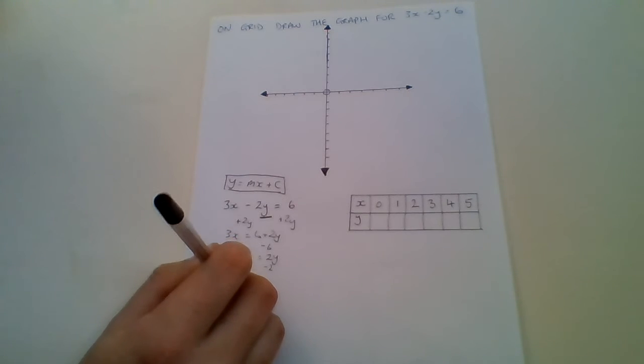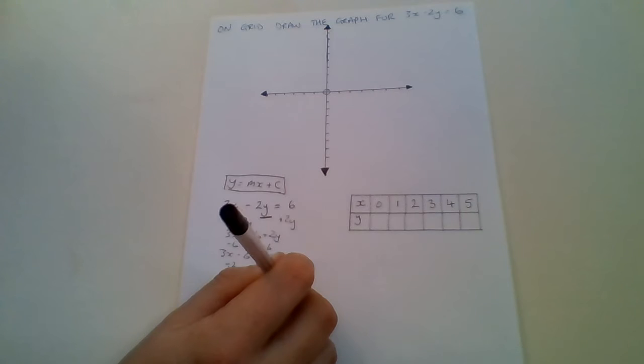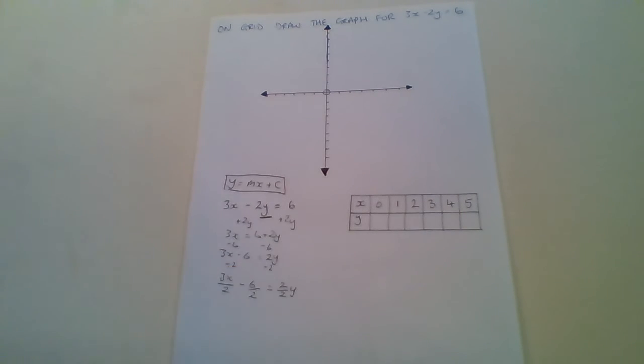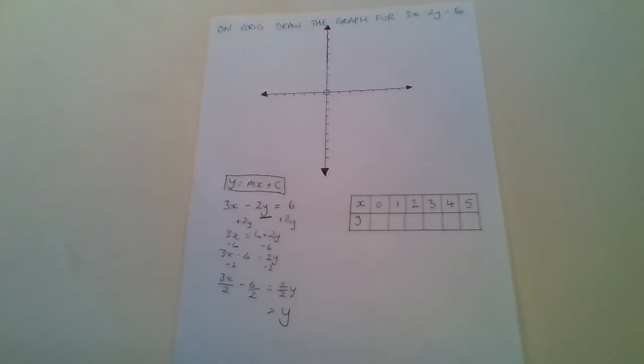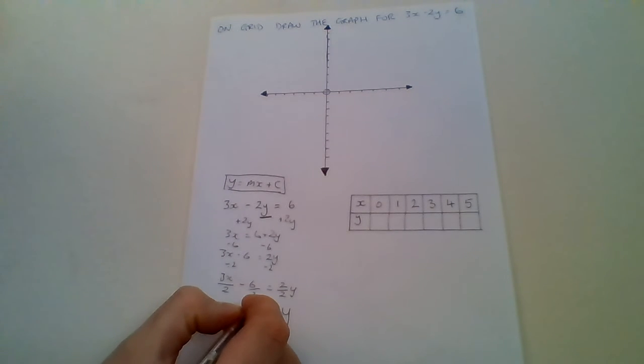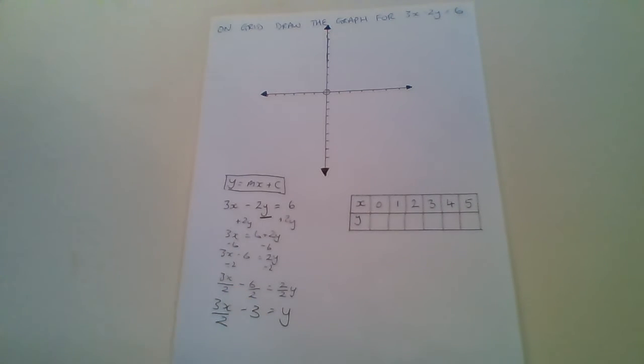So I get 3x over 2 minus 6 over 2 is 2 over 2. So you can see 2 over 2 is going to cancel, just to give me y, or 1y. 6 divided by 2 is going to give me 3. And then I'm going to have to leave that as a fraction. Okay, I could write this fraction as a decimal. If you prefer working in decimals, that's absolutely fine. Okay, so there's our first job.